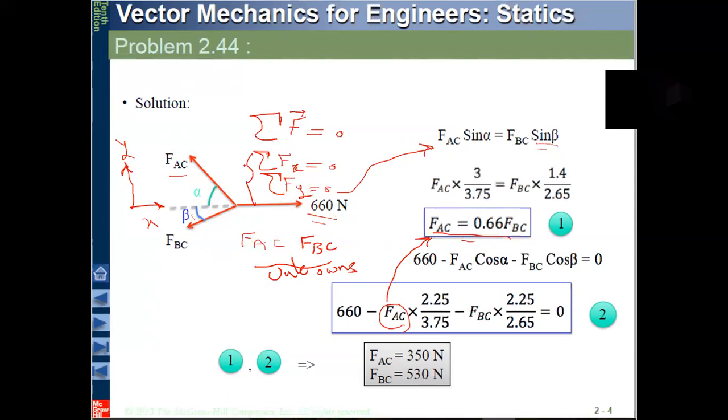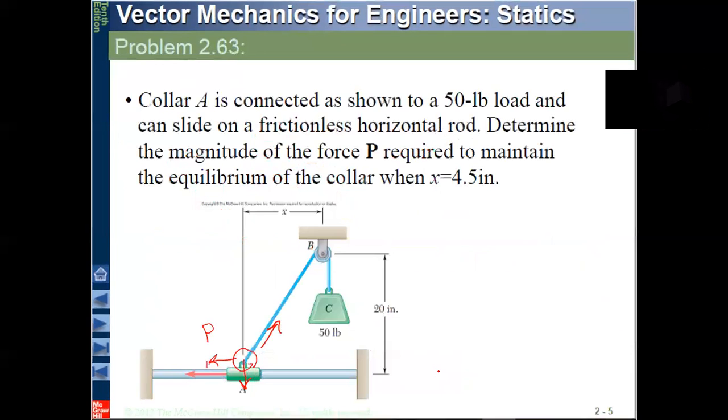So let's go on with the sum of the forces in the x direction. And then in the x direction, you're going to have 660 minus FAC cosine of alpha, which is this component in the x direction, and FBC cosine of beta. So then you will have two equations, 1 and 2, for FAC and FBC, and you can then derive FAC and FBC separately.